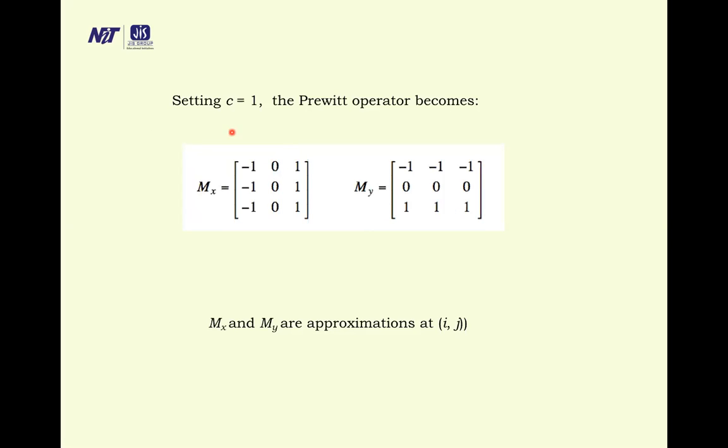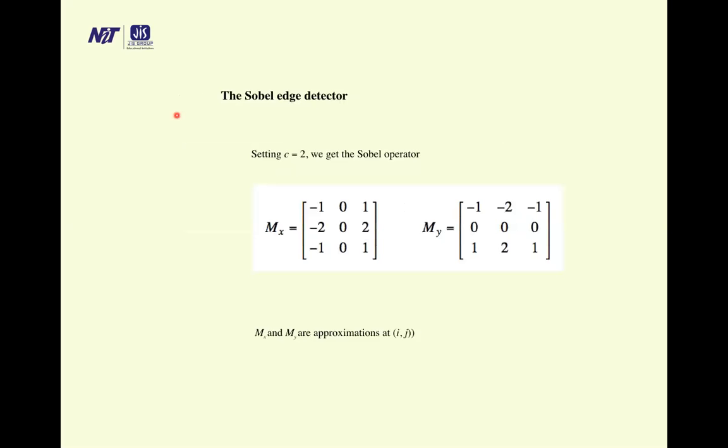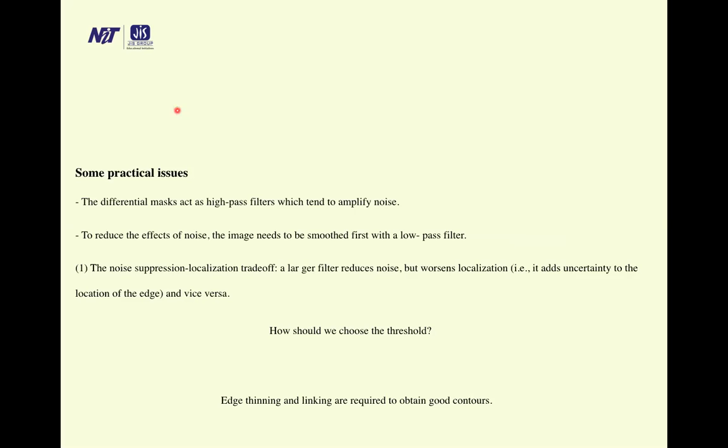By changing the value of C, we can get different types of kernel. So if C is equal to 2, the new kernel becomes the Sobel edge detector. These are some practical issues: noise suppression and localization, and this localization is very important. Localization depends on thresholding, that is, how much information we want for the edge and how much we should discard as noise. This trade-off is very important, and that is where optimization starts. It is a big research area.